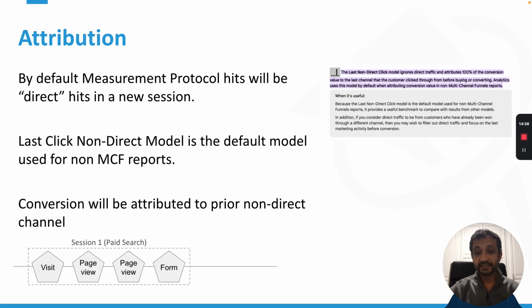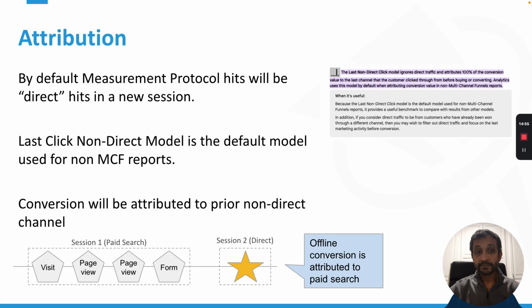So to visualize that, let's say we have a visitor coming along, hitting the site, viewing a few pages, and then submitting a form on your site, and that visitor came in from a paid search ad. When we send over the offline conversion, again, that's going to generate a new session, but by default, it'll be attributed to the direct channel. So the conversion is actually going to be attributed to the prior session's paid search. So that's important to understand when you are trying to use offline GA integration for the purposes of attribution.